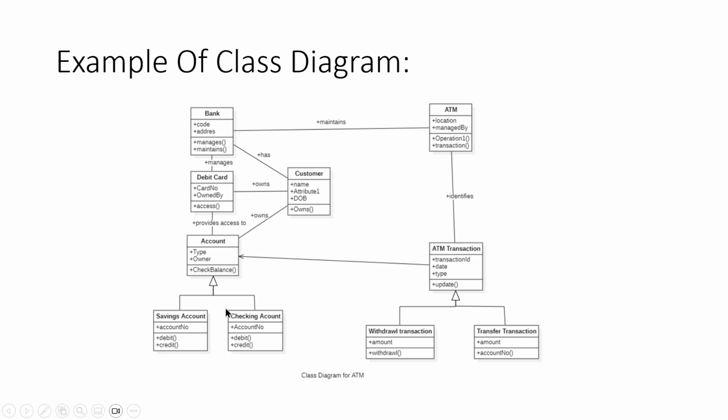Generalization basically includes inheritance in the class diagram. As we can see, the ATM transaction can be divided into two separate classes, which are withdrawal transaction and transfer transaction. These two classes have their own attributes and operations. The withdrawal transaction and transfer transaction can be generalized into one class called ATM transaction. So that is it.